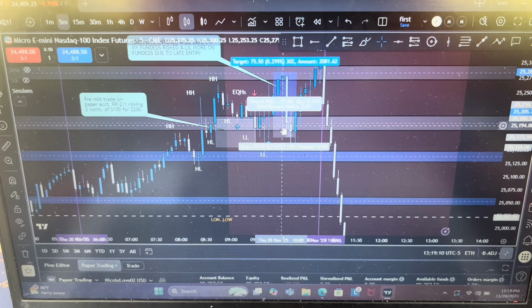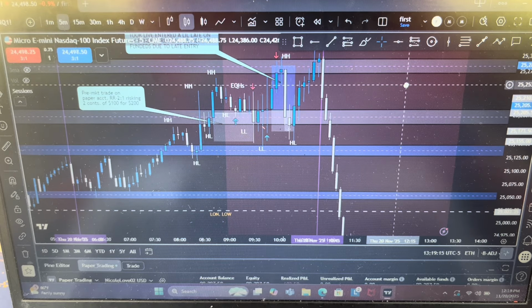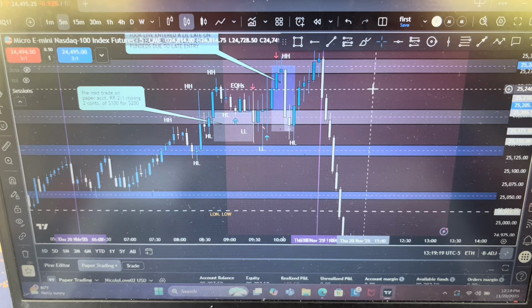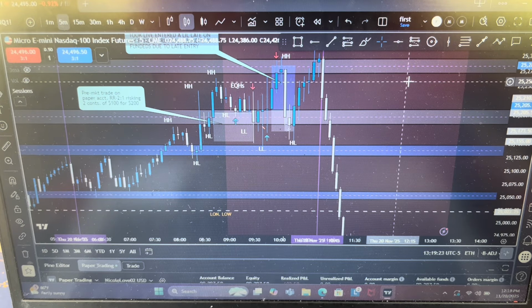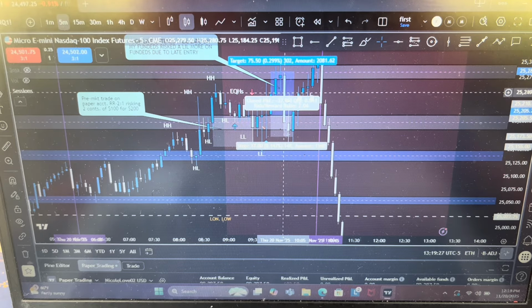I was risking $75 for 150, which is my base hit for today. Normally on Thursdays I'll risk $100, but today I said I'm gonna go in 75, get my base hit, just go for a 2-to-1. And as you can see, this paper trade played out perfectly.